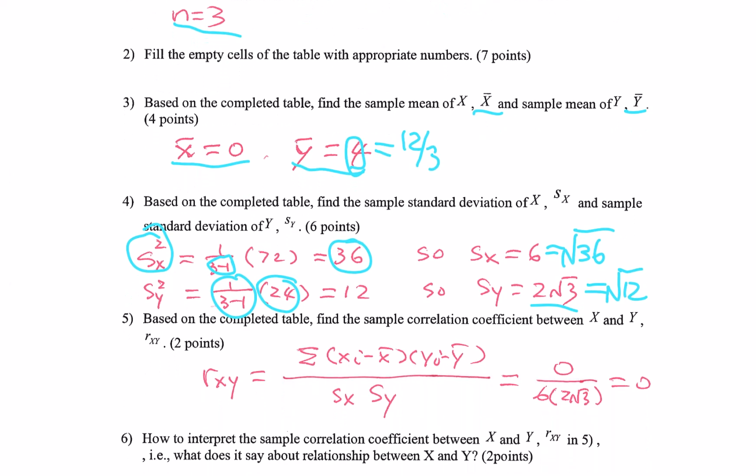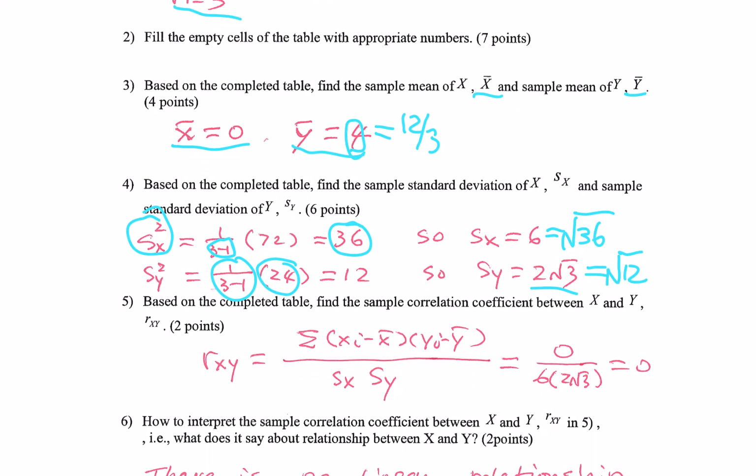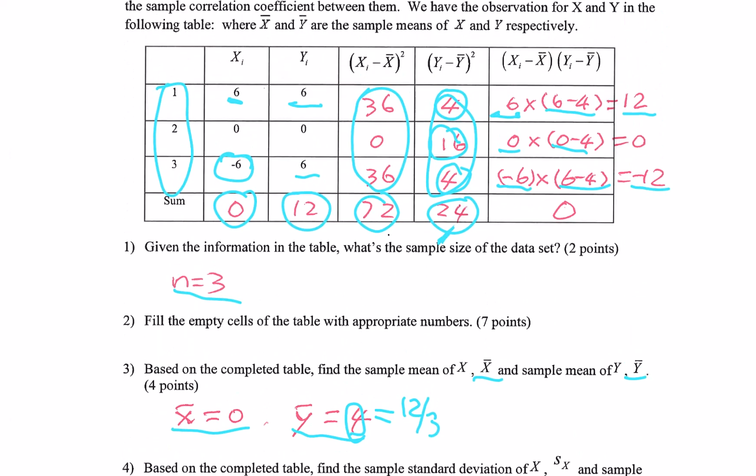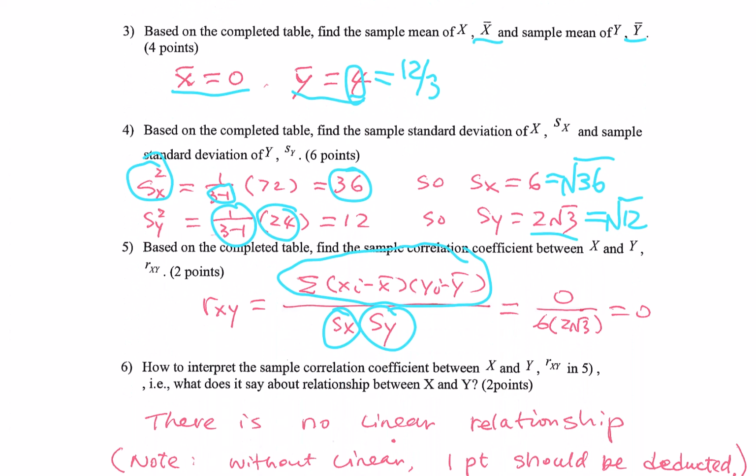Okay. And for the correlation coefficient, we already got the sy and sx. And then the only thing we need is the top term, which is the summed cross products, which is exactly 0 here. Okay. So this one looks complicated, but it ends up with 0. It's a very simple number.